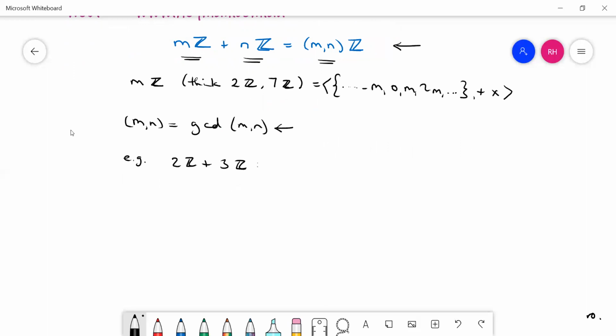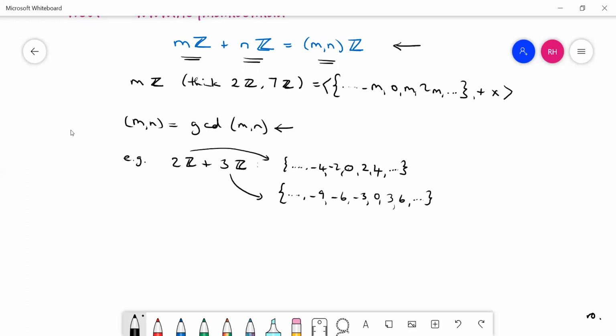So we've got all the even numbers, ..., -4, -2, 0, 2, 4, ... And we've also got 3Z, which is ..., -9, -6, -3, 0, 3, 6, ... So that one's that one, and that one's that one. Now, if we were going to add these up, we can basically get to any number we want.